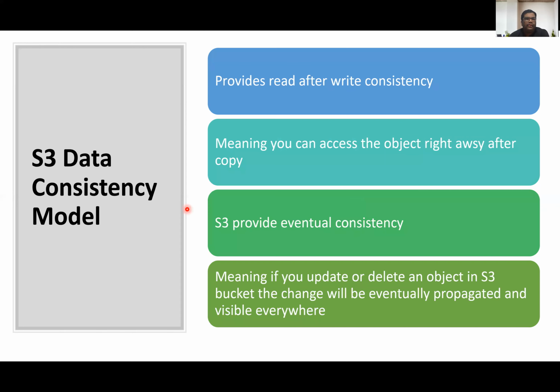Okay, let's talk about the S3 data consistency model. It provides read after write consistency. What that means is you can access the object right after someone copies it there. S3 also provides eventual consistency. What is eventual consistency? If you update or delete an object in an S3 bucket, the change will eventually be propagated and visible everywhere, meaning across all the regions.